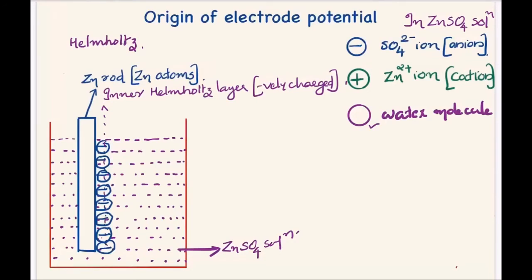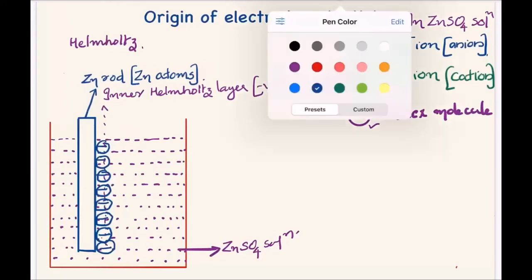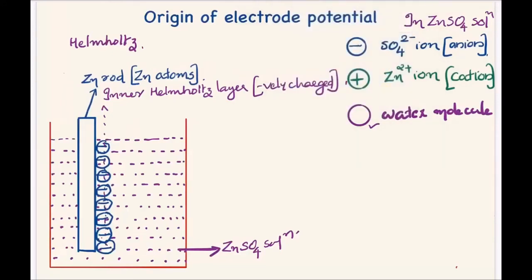zinc sulfate solution, some of the zinc ions will get absorbed on the negatively charged inner Helmholtz layer because opposite charges they attract. So I am representing the zinc ions which absorbed on the surface of the negatively charged ions.